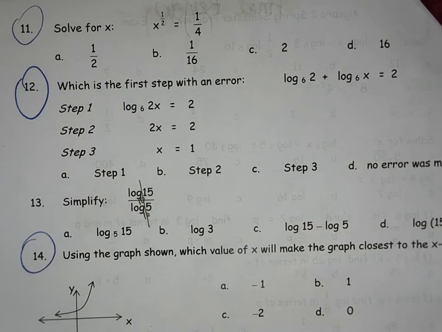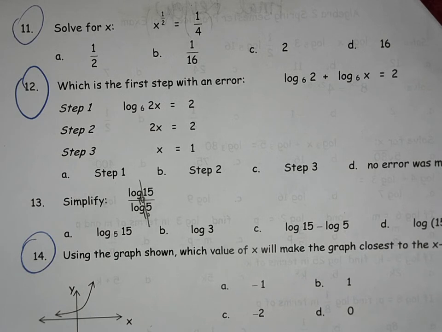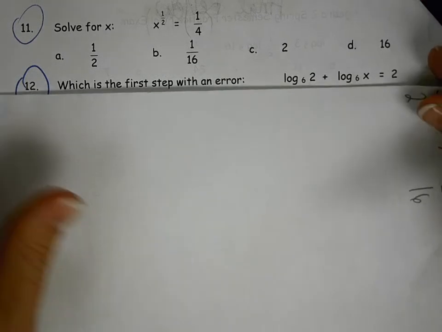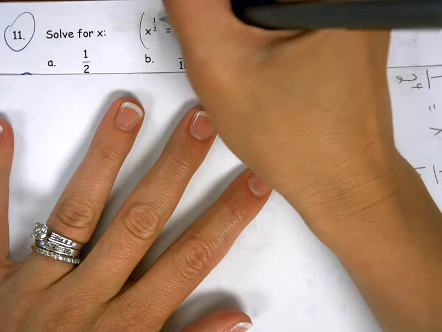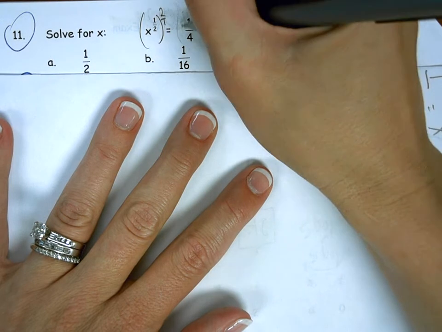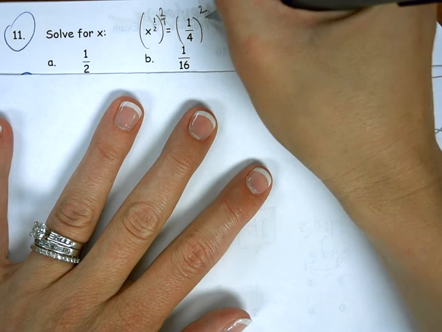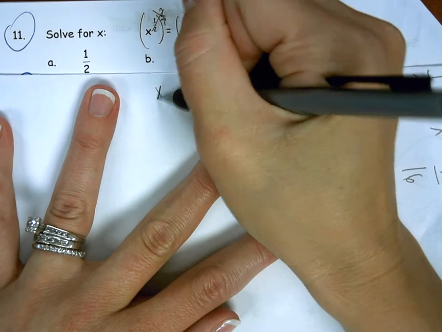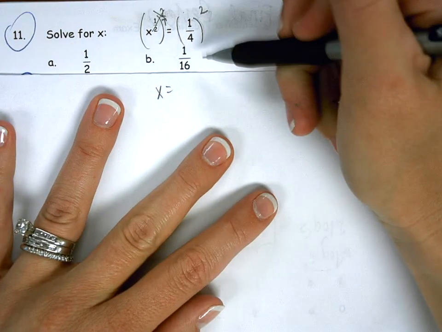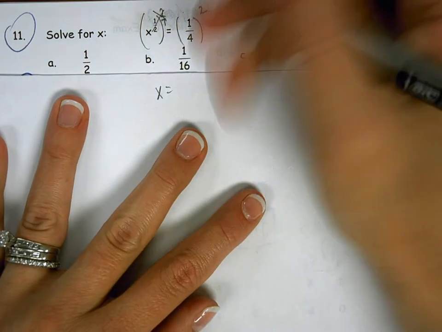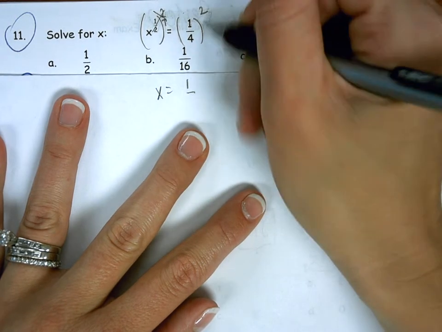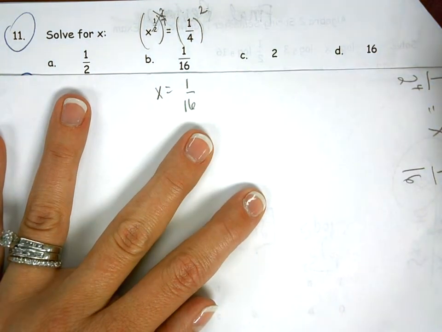All right, number 11. So we have x to the 1/2 power equals 1/4. How can we get rid of a half power? Good, you take it to the reciprocal power, which would be 2 over 1, or 2. So here that all cancels out, so we just get x equals, and then 1/4 to the second power will make what? So 1 squared would be 1, and 4 squared is 16, okay?